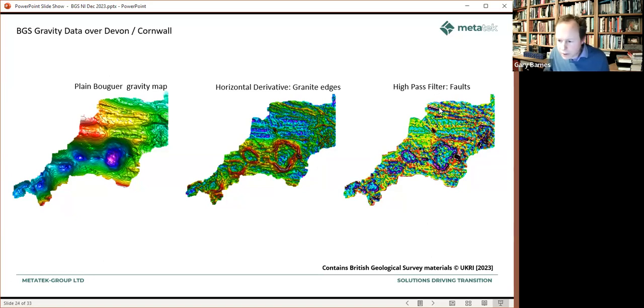Applying the high-pass filter is highlighting faults in the various areas. There's a major fault running through here, which cross-cuts the granite. This is the Sticklepath fault. But I would say it's possibly pushing this data a little far, taking this high-pass filter, even though we've got very good coverage of the land data in this BGS compilation. To really get more information on the faults, it probably needs some extra data, more tightly spaced. Maybe an airborne survey would help in this case.